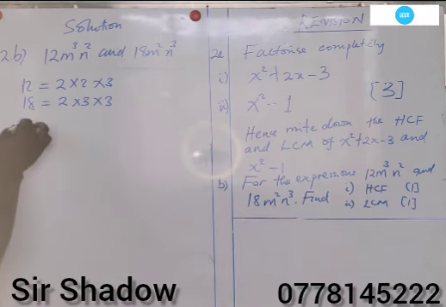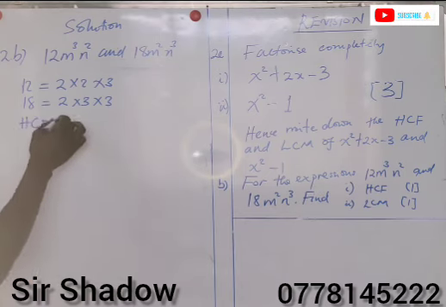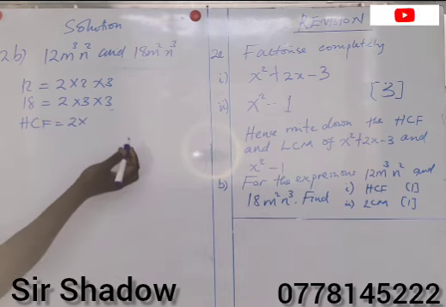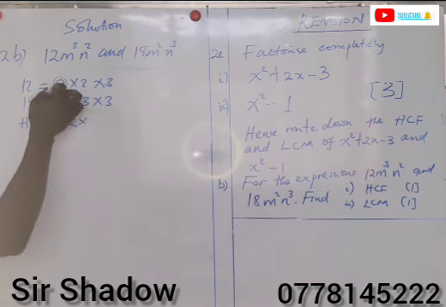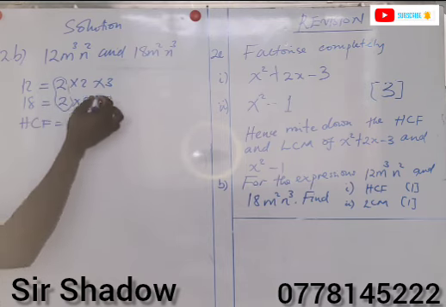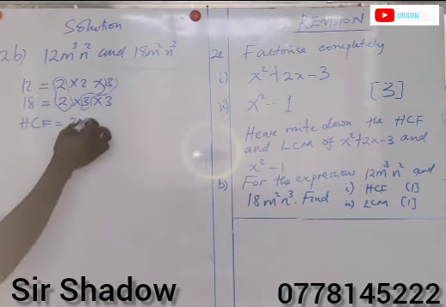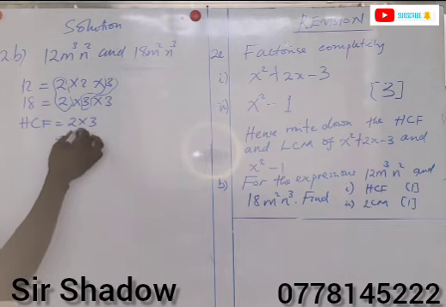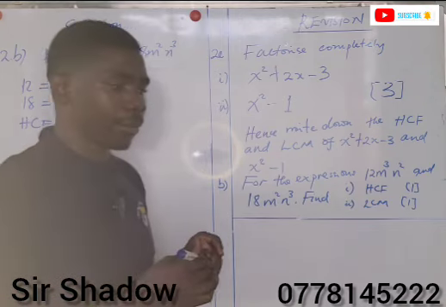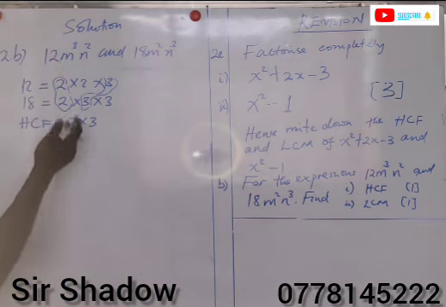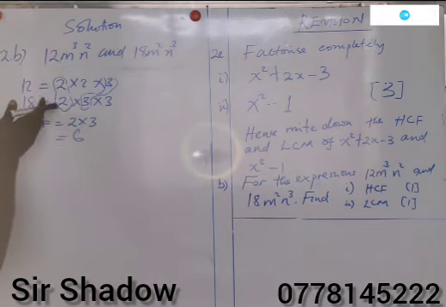Remember, I want to find the highest common factor first, right? What is common here? We have 2, multiplied by the other value which is common, this 3, times 3, which equals 6. So from the numbers, the highest common factor is 6. Simply, just multiply the numbers which are common between 12 and 18.